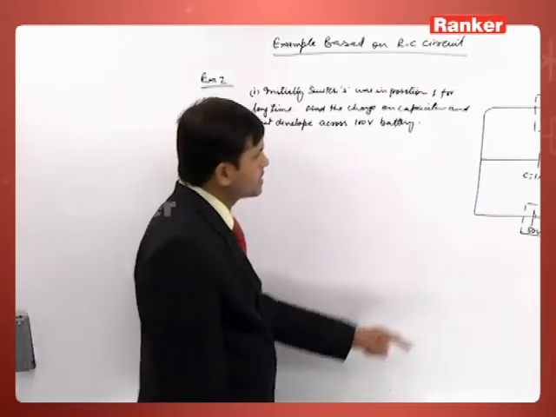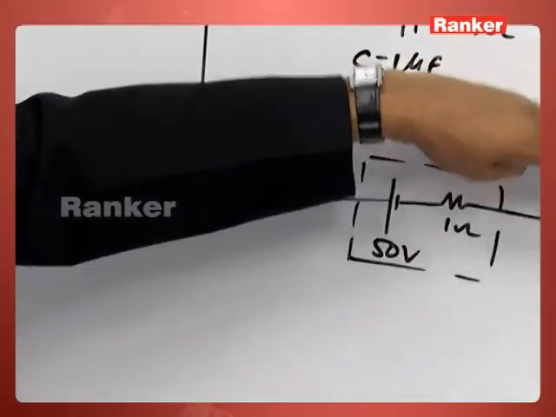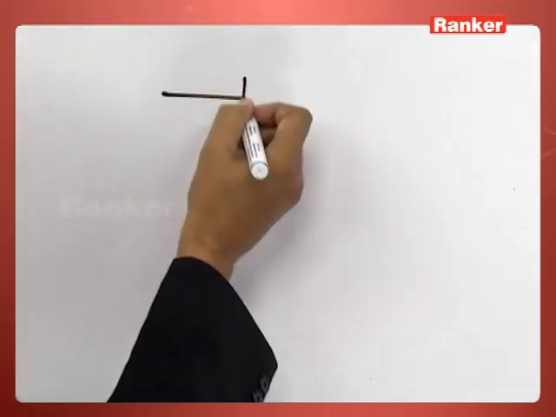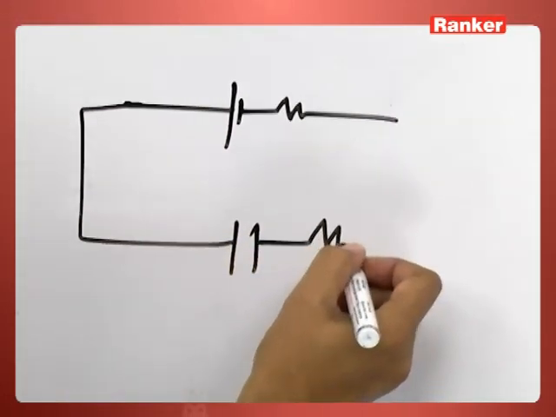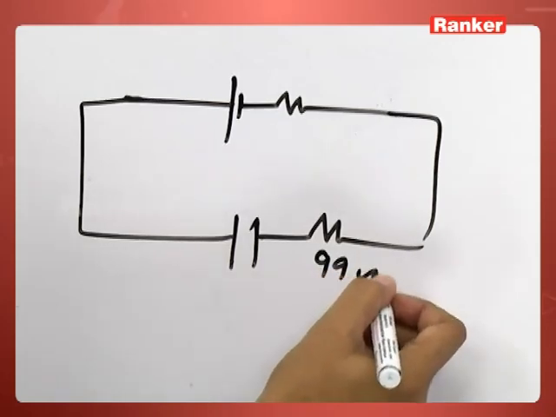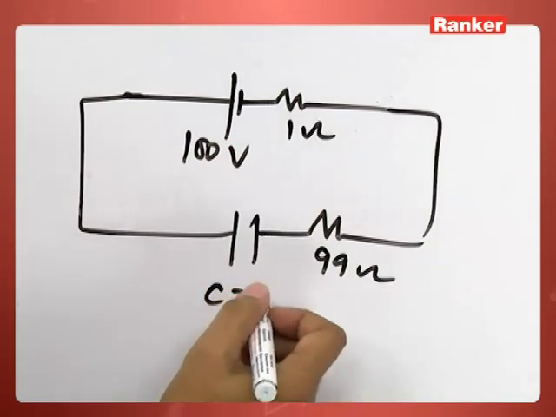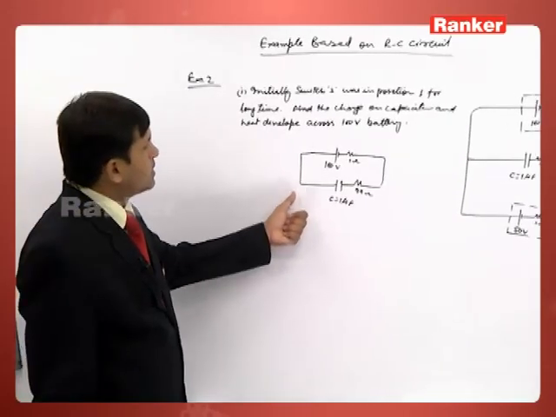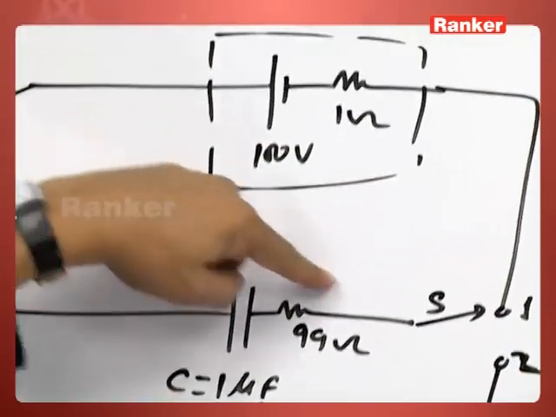See, when the switch S was in position 1 for a long time, there is no use of the lower part of the circuit. Then you can make the circuit like this. We can make the diagram like this. This is your 99 ohm, this is your 1 ohm, 100 volt, and the capacitance is 1 microfarad. See? So as the switch has shifted to position 1, it means now we have connected the plates of the capacitor with the 100 volt battery terminals.